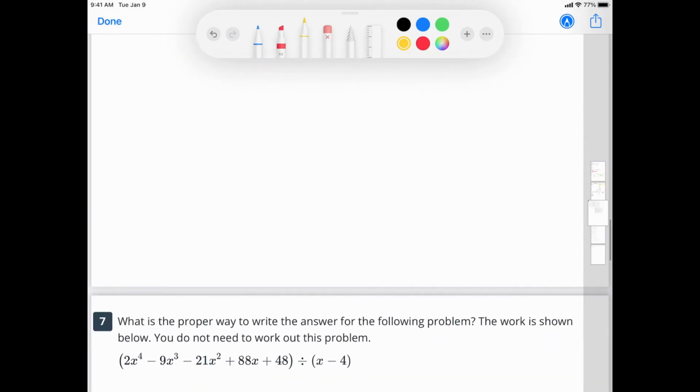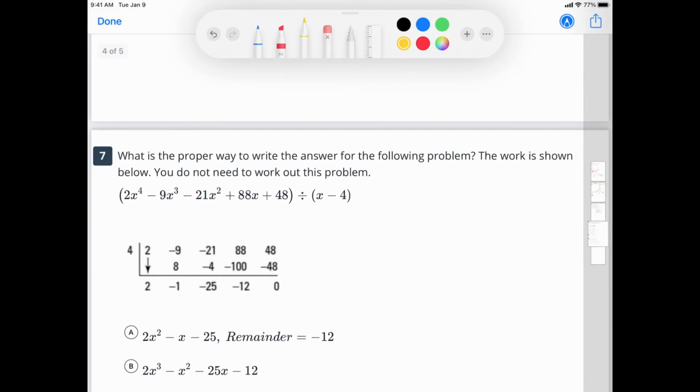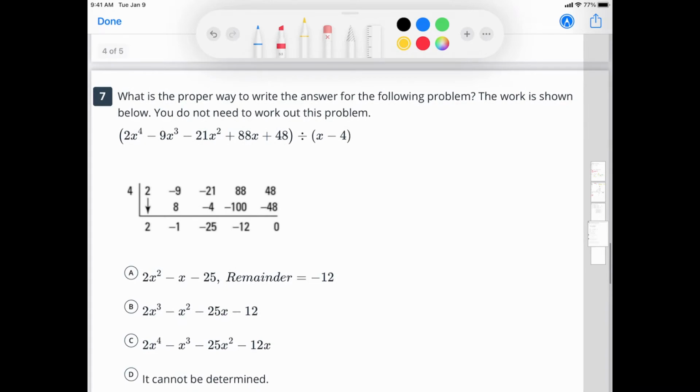All right, question number 7. What is the proper way to write the answer for the following problem? The work is shown below, which means you do not need to work out the problem. So they did this division problem for us, and they used what? Synthetic division.